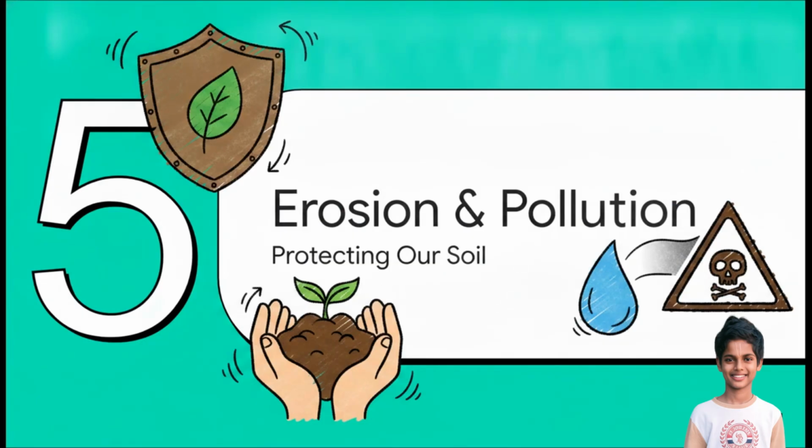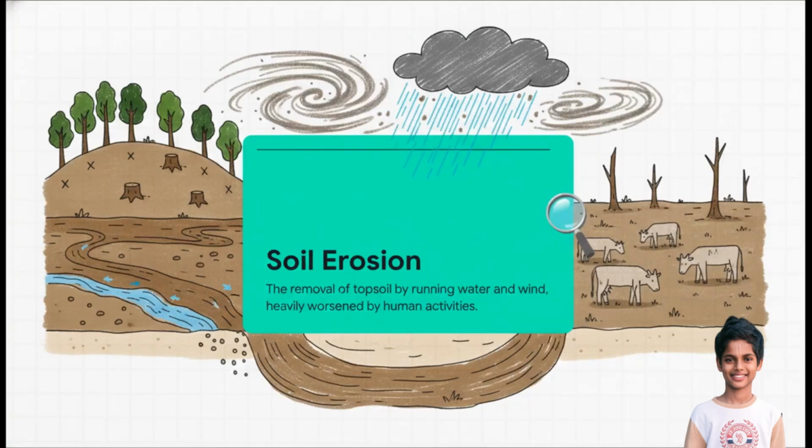And now, Section 5, Soil Erosion and Pollution. This is our final and frankly our most crucial section for both your exams and the real world. Question. Define soil erosion and list its main causes. Answer. Soil erosion is the removal of the extremely valuable topsoil by running water and wind. But it gets so much worse when human activities are involved. Massive deforestation, improper farming techniques, and overgrazing strip the land bare. And when heavy rainfall hits that loose, bare soil, it instantly washes that precious top layer away.